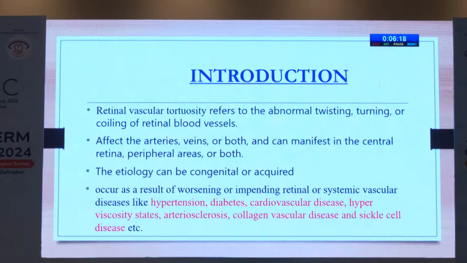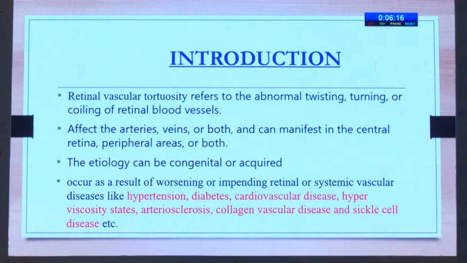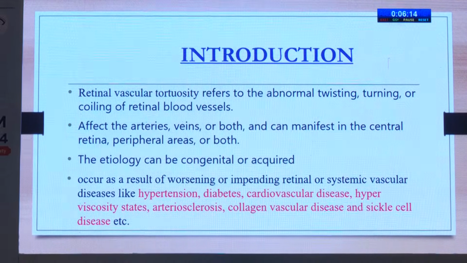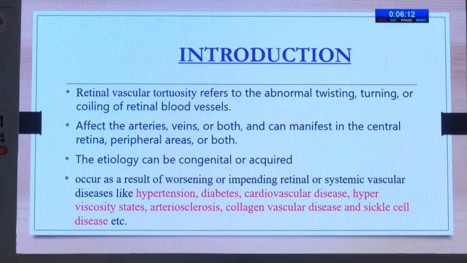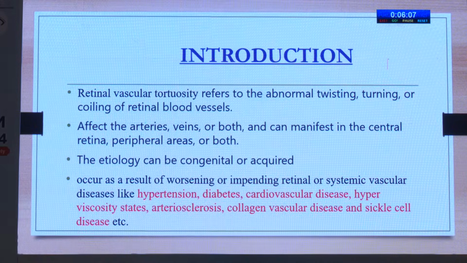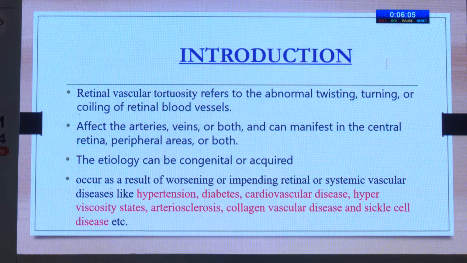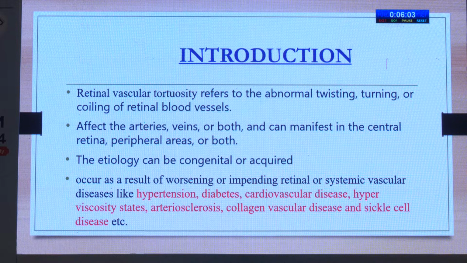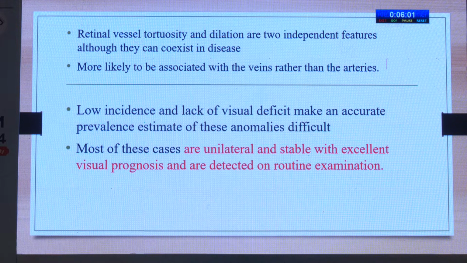So retinal tortuosity refers to the abnormal twisting, turning or coiling of the retinal blood vessels. It can affect arteries, veins, or both, and can manifest in the central retina, the periphery, or both. This condition, as we all know, is acquired because of systemic conditions like hypertension, diabetes, and other serious diseases. But the congenital one has a lower incidence, as I found when searching the data.